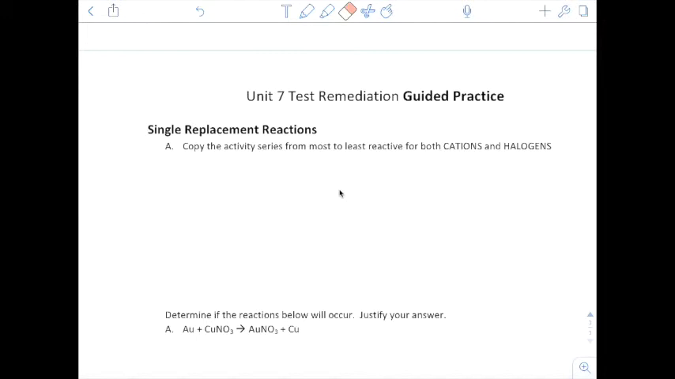It starts with the most reactive on top, which is lithium. So going from most to least reactive, it's lithium, potassium, barium, calcium, sodium, magnesium, aluminum, manganese, zinc, chromium, iron, cobalt, nickel, tin, lead, hydrogen, copper, mercury, silver, platinum, gold. And so those are going to be for our cations. Now our halogens, a list is always given to you because it's the periodic table. The most reactive is fluorine, and then chlorine, bromine, iodine. And those are going to be your halogen list.